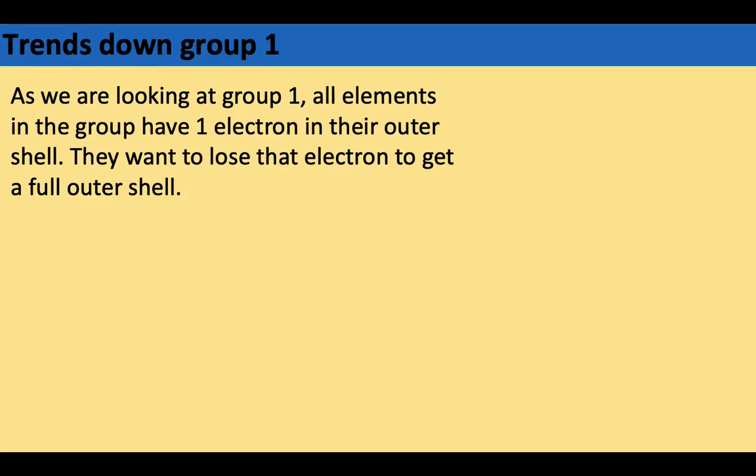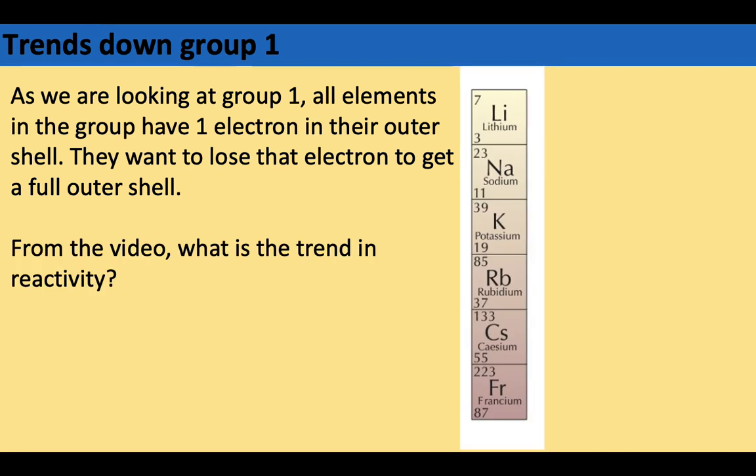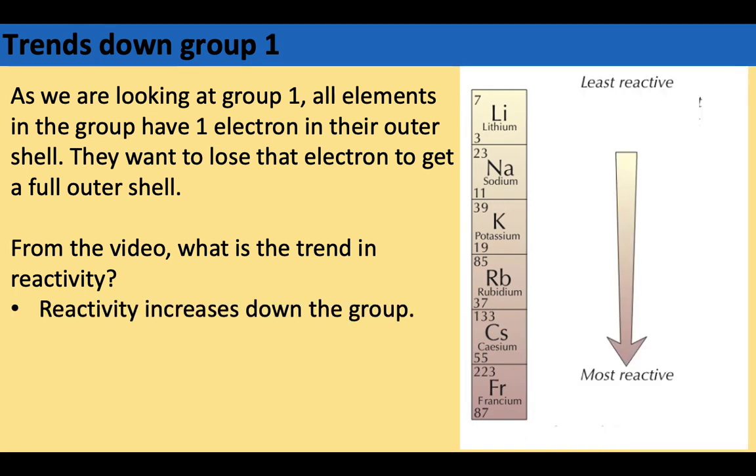Okay, so as we're looking at group 1, all the elements in the group have got one electron in their outer shell. They all want to lose that electron so they get that full outer shell electronic structure. So from the video, hopefully you saw that there's the trend in reactivity as you go down the group. So you've got lithium going all the way down to cesium as far as we went, and you should see that lithium is the least reactive and at the top, and as you get down to cesium and francium at the bottom, that is the most reactive. So reactivity increases as you go down the group.